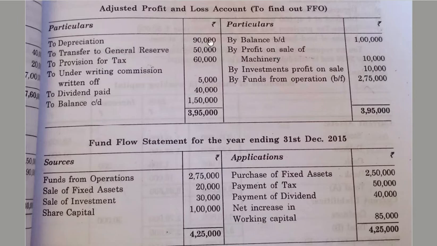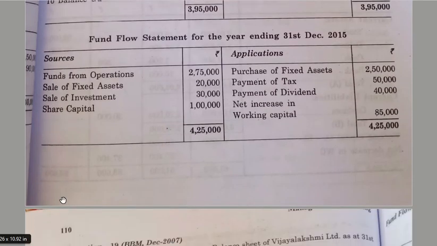So, to depreciation 90,000, to transfer to general reserve 50,000, to provision for taxation 60,000 from your provision for taxation ledger account, to underwriting commission written off, that is from your balance sheet 5,000, to dividend paid from your adjustment 40,000. By balance brought down is 1 lakh, to balance carried down is 1,50,000. So by profit on sale of machine is 10,000, by investment profit on sale is 10,000. So your balancing figure will be funds from operation, which is 2,70,000. So this funds from operation will go to your sources of fund flow statement.